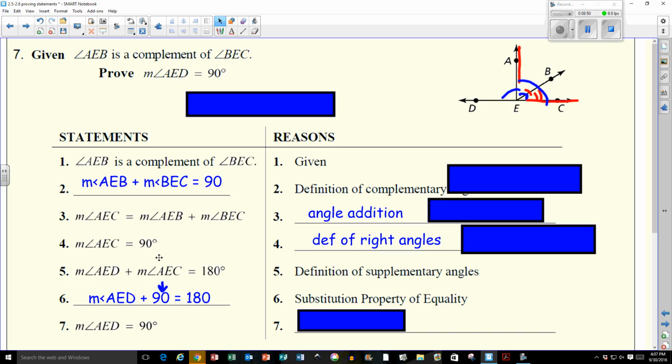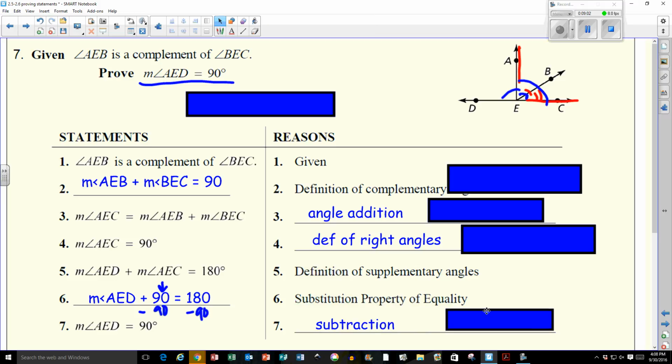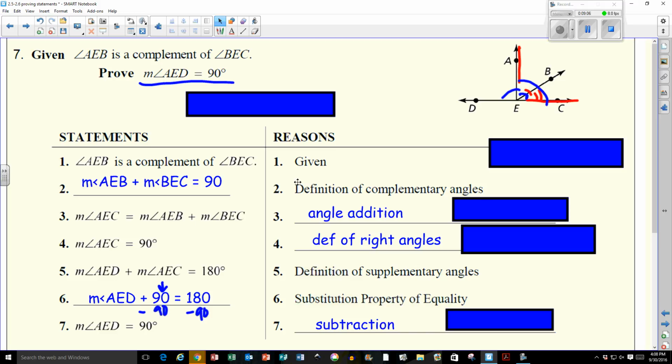And I'm going to subtract the 90 from both sides. So if I subtract it from here and from here, I'm left with AED equals 90, which is what they wanted me to prove. And I use subtraction. So just think about, where are we headed and what are we looking for?